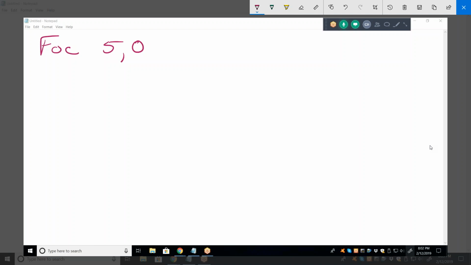That's all the information it gives you? So if the focus is at (5, 0), what kind of parabola are we looking at? Vertical or horizontal? Sure didn't give you any other information than that? Did it show you a picture or anything? No, it just said write an equation for each parabola with a vertex at the origin.